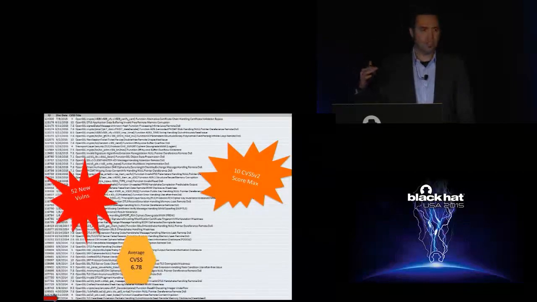52 new vulnerabilities. If you're a person that likes CVSS, right, there was some in there that had the CVSS score of 10, on average 6.78. And if you think about it, Heartbleed itself was rated as a 5, right? So one could argue that lots of vulnerabilities since then were sort of more critical.